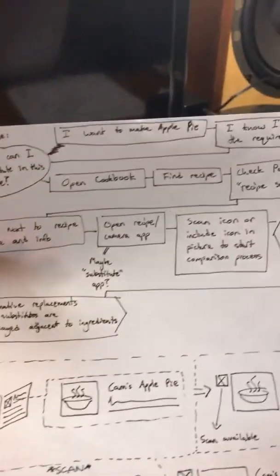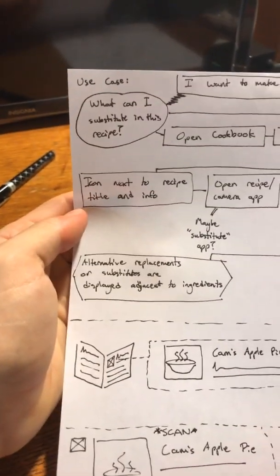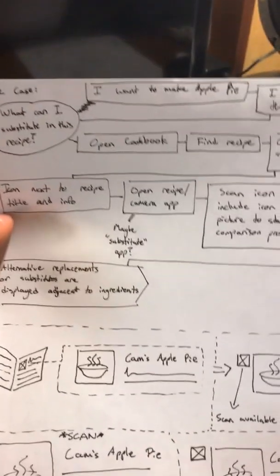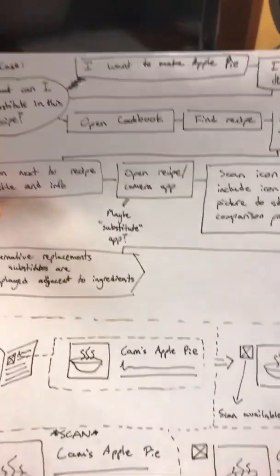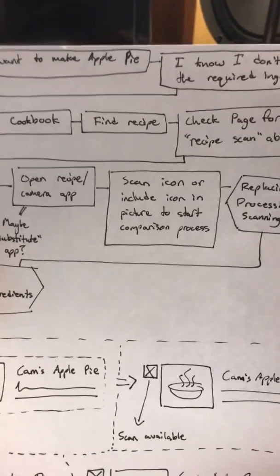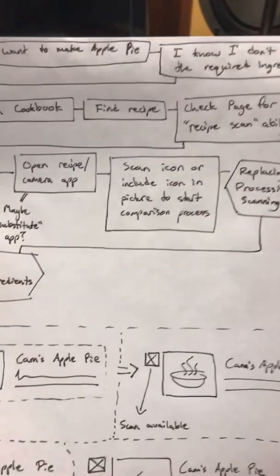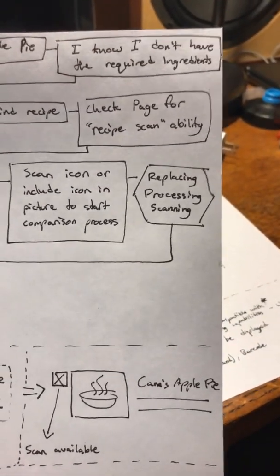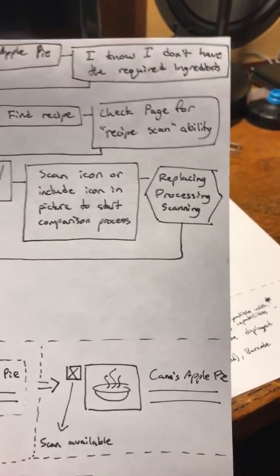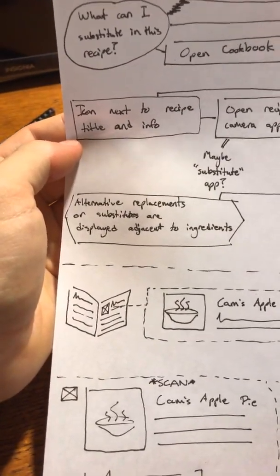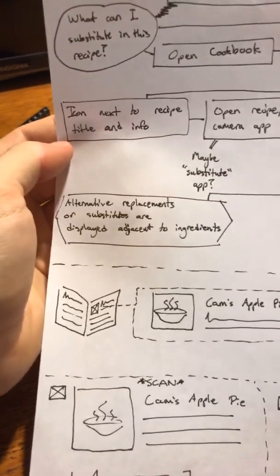So there's a question. So you open your cookbook, you find the recipe, check the page for recipe scannability, an icon next to the recipe title and info. You'll see it down below. Open the recipe camera app, or maybe the substitute app, could be incorporated somewhere. The scan icon, or include the icon in the picture to start the comparison process, so it reads the words and the icon. It'll be replacing, processing, scanning, that'll be what is displayed in the camera view, and then alternative replacements and substitutes are displayed adjacent to the ingredients or on top of, etc.